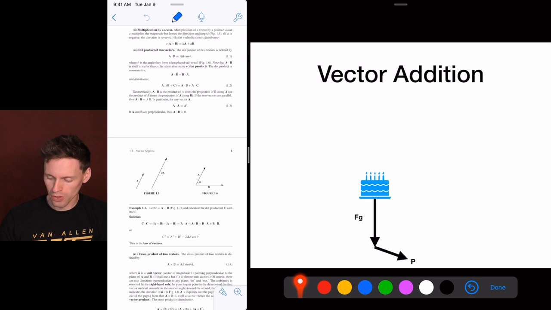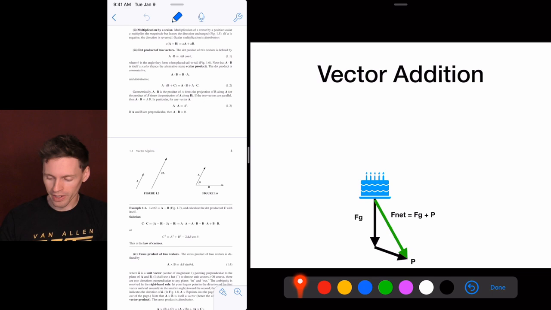Those are the two vectors I applied to it, gravity and the push force, and then we do head to tail. Our net vector is going to be from this tail to that head. That's going to be the net vector. If we calculated the length of that, that would be our force. And then F equals ma, so that would also be the direction of our acceleration. And that would be where the cake would end up going after that push.